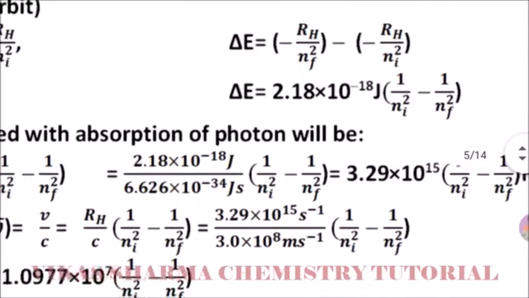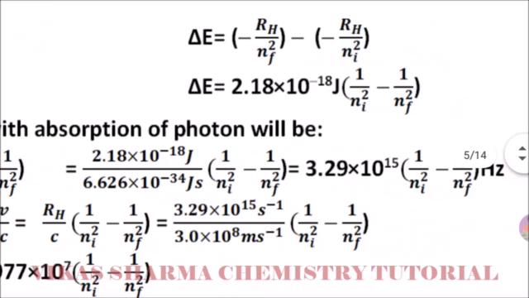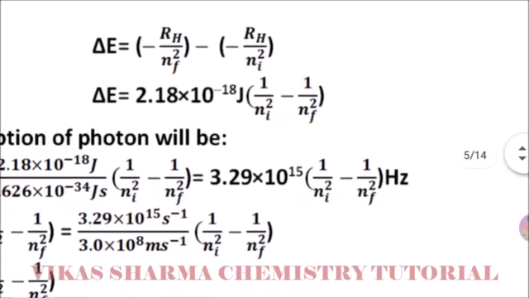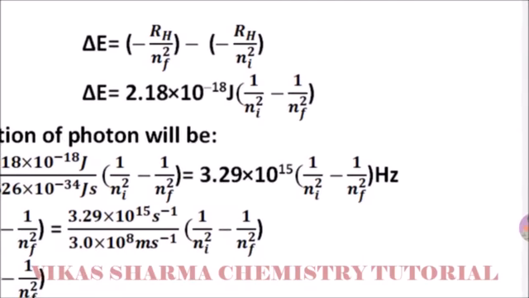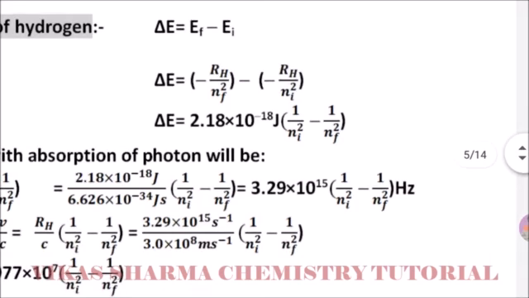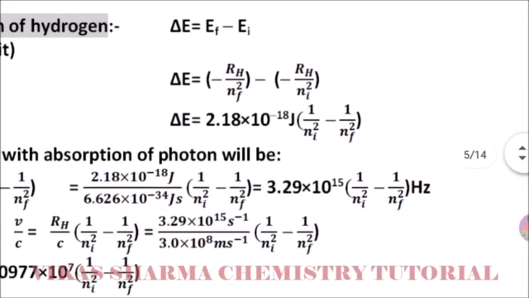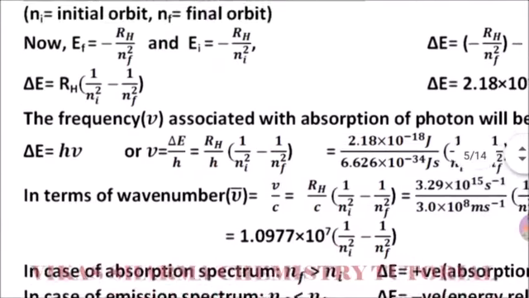When we put in all the values, it is 2.18 into 10 to the power minus 18 joule divided by the Planck constant 6.626 into 10 to the power minus 34 joule second, times 1 by Ni square minus 1 by NF square, it is equal to 3.29 into 10 to the power 15 hertz. And when we put in the orbits, Ni means the initial orbit and NF means the final orbit. So putting the values in this formula, we can calculate the ratio of the frequencies of the two orbits by this energy.